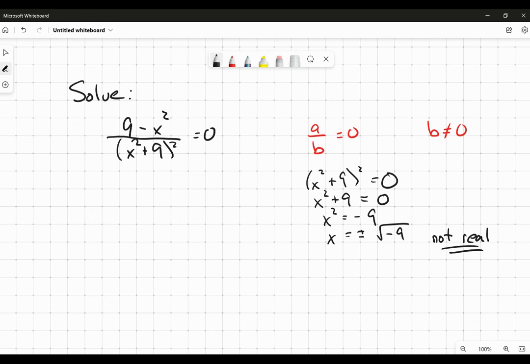I suspect for most of you watching this, you're going to be restricted to the real numbers here. So this just simply means that there are no restrictions on the variable in terms of real numbers.